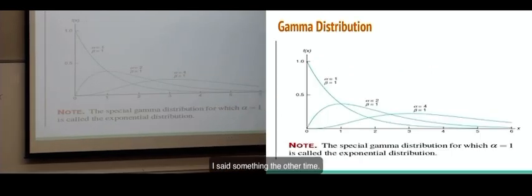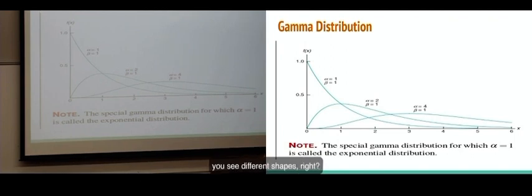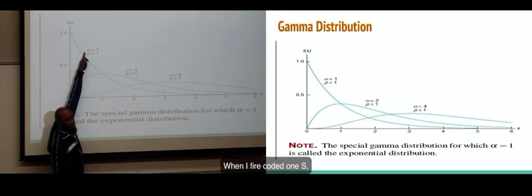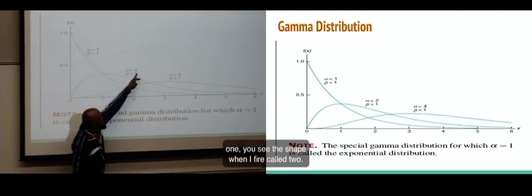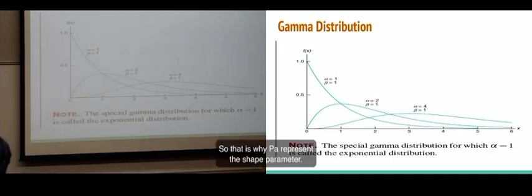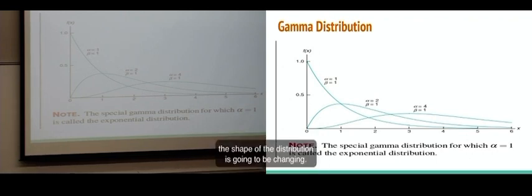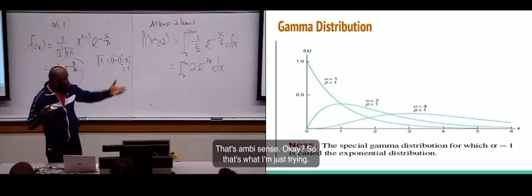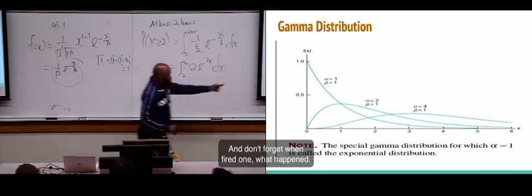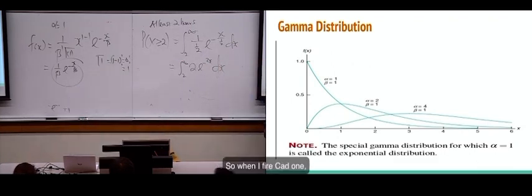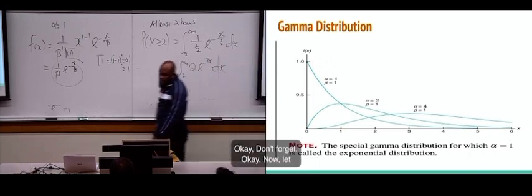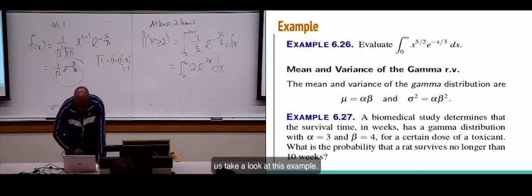I'm still coming back to that. I said something the other time. When alpha is changing, you see different shapes, right? When alpha equals 1 and beta is 1, you see this shape. When alpha equals 2, you see another. That is why alpha represents the shape parameter. When I vary the values of alpha, the shape of the distribution is going to be changing. Does that make sense? And don't forget, when alpha equals 1, you have an exponential.